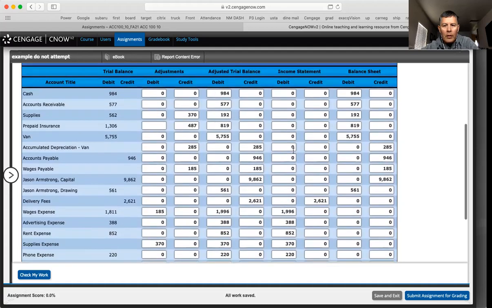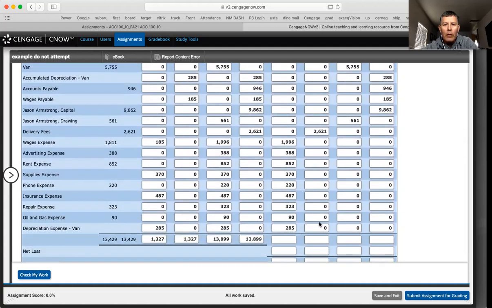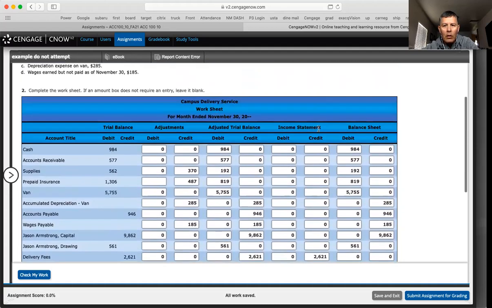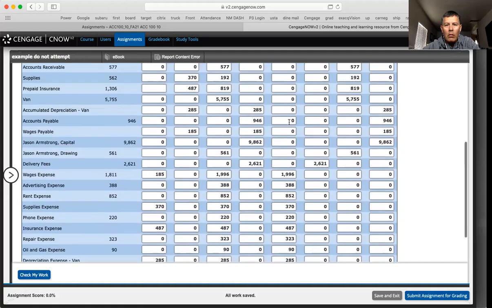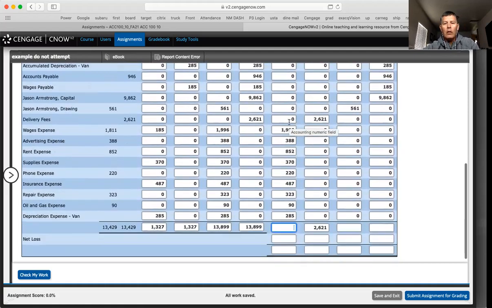Now our income statement. Our income statement right here, our total is the easy one. Our fees is 2621. Boom, just like that. Now we've got to add up our debit in our income statement. So 1996 plus 388 plus 8.